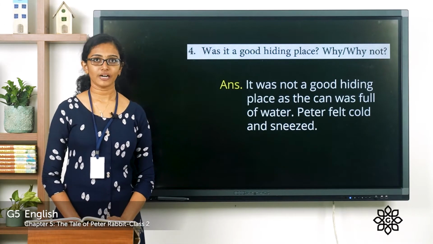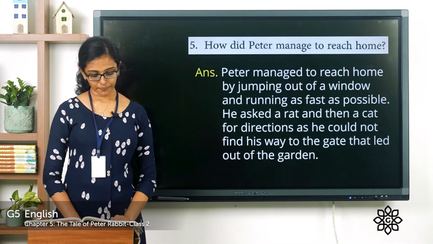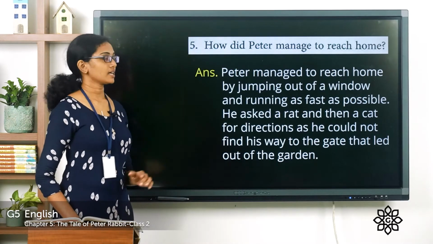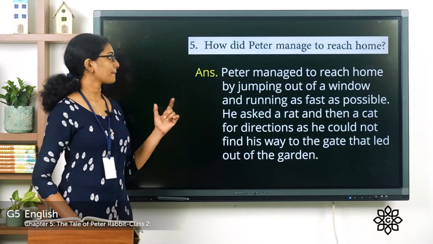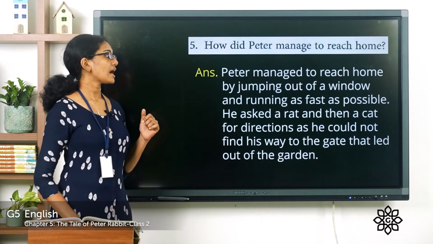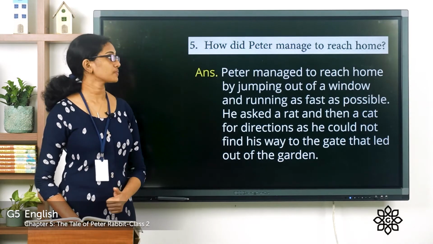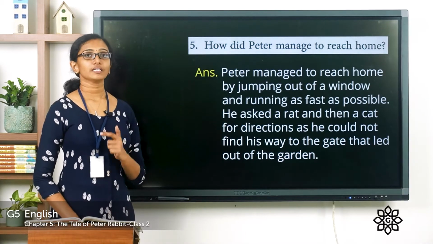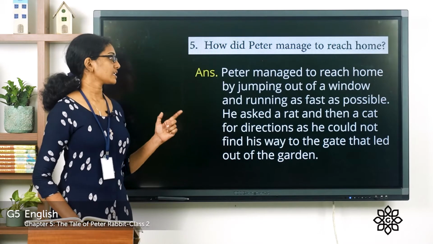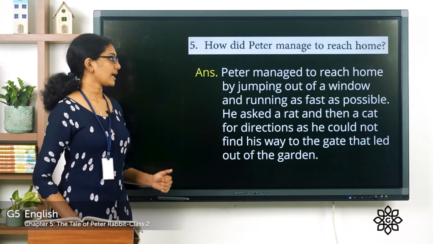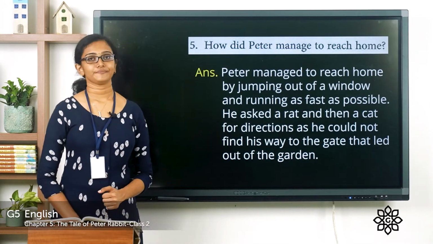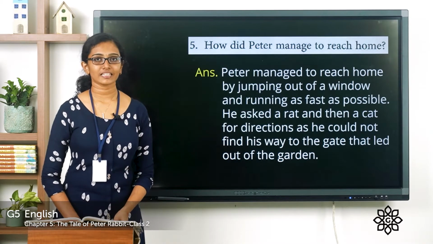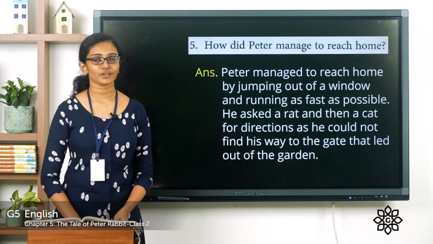Now question number 5. How did Peter manage to reach home? Peter managed to reach home by jumping out of a window and running as fast as possible. He asked a rat and then a cat for directions, as he could not find his way to the gate that led out of the garden. Hope you are clear with the answers. You can note down these answers in your notebook.